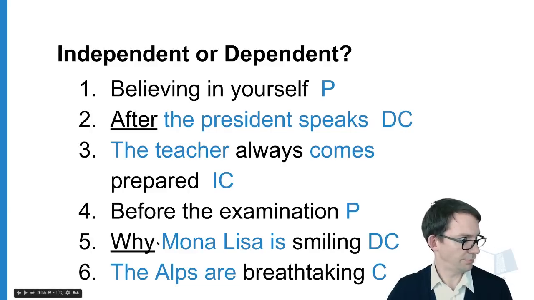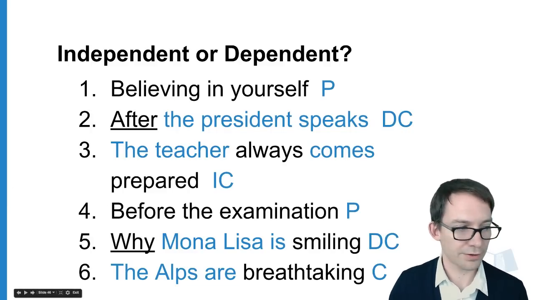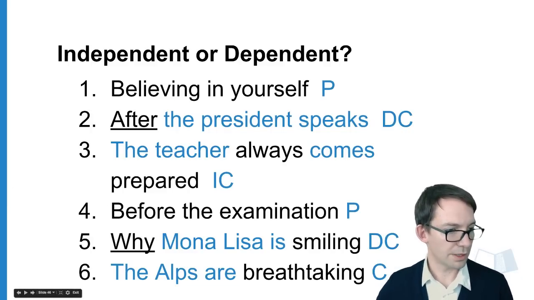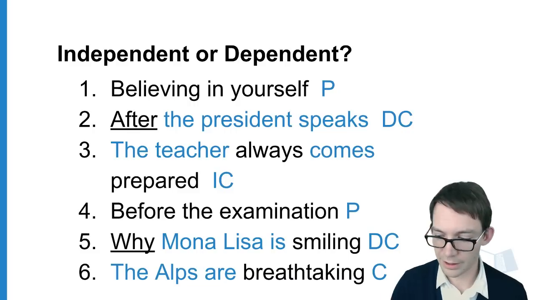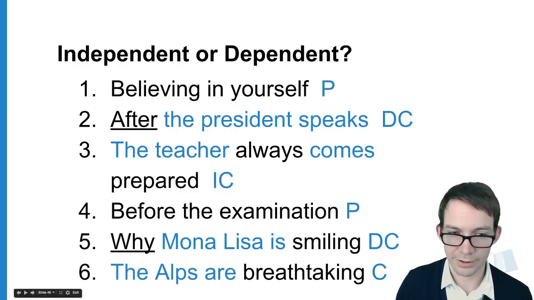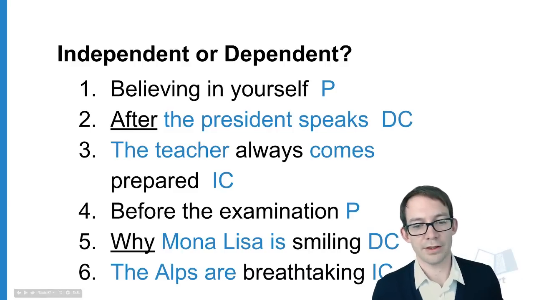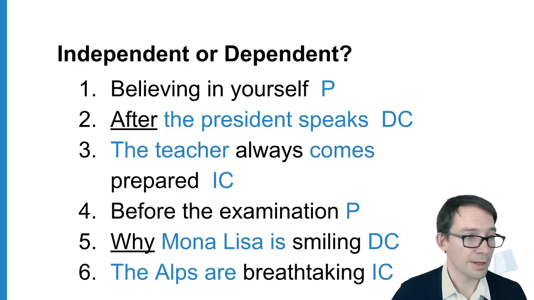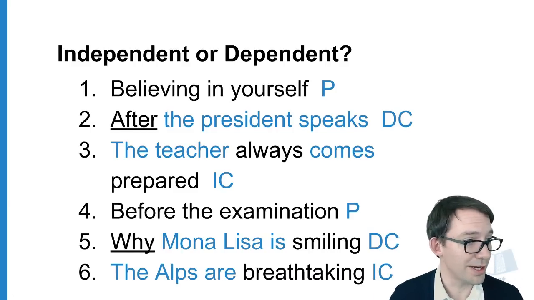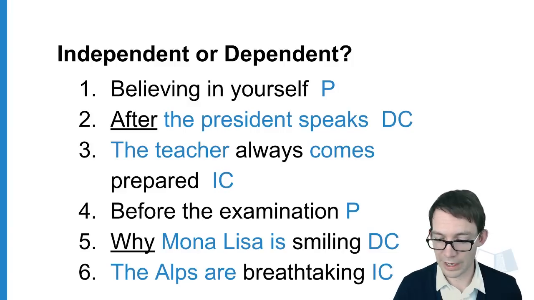And number 6 is an independent clause. Let me just do that here. Yeah, because you've got the subject and the verb, and it is complete. Awesome. Okay, so really the question is why are we talking about this?